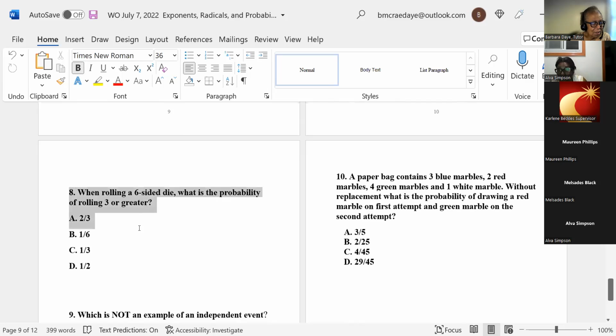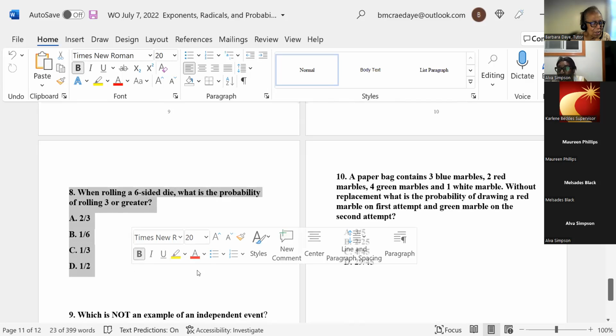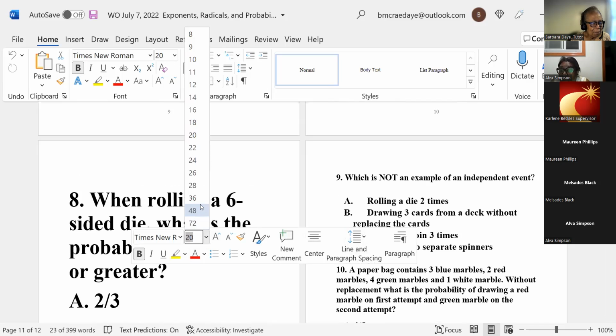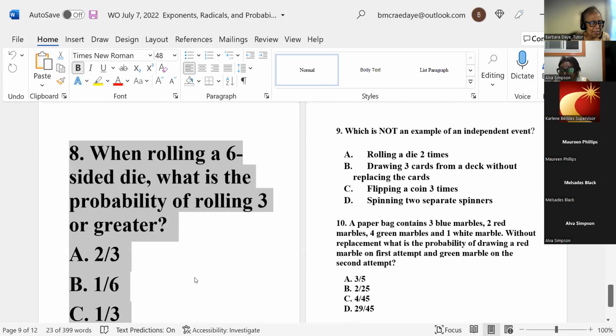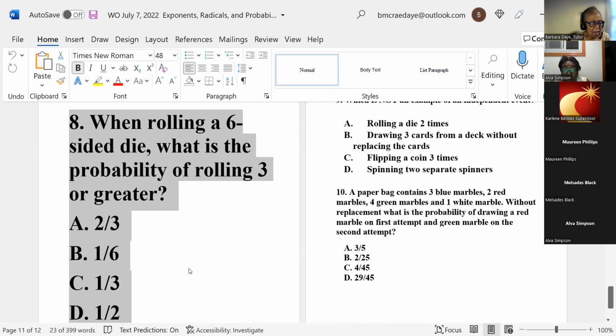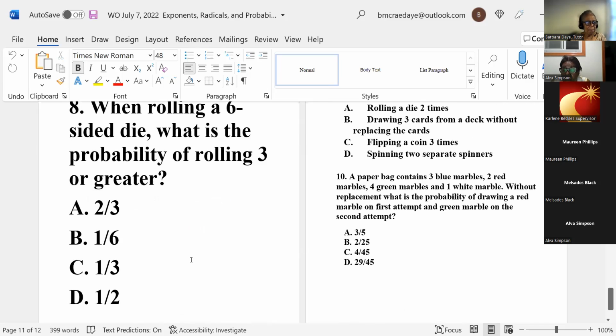Now, is everybody familiar with what a die looks like? A die has 6 sides, right? And each side has a number.